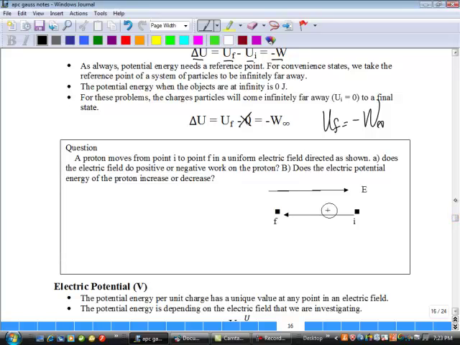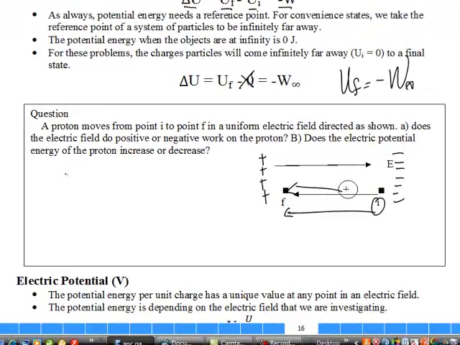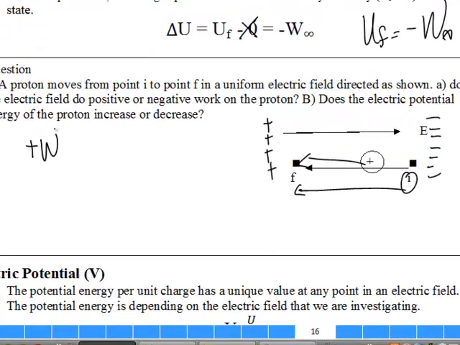A proton moves from point I to point F in a uniform electric field directed as shown. Does the electric field do positive or negative work on the proton? And then does the electric potential increase or decrease? If we look at this, our electric field is pointing to the right. Remember, our electric field always points from the positive to the negative. So if I bring a positively charged particle and I'm moving it from I to F, this thing is moving towards the positive particle. Does it want to do this? Heck no. Do we have to impart work on it? Yes, we do. And so our work here will be positive.